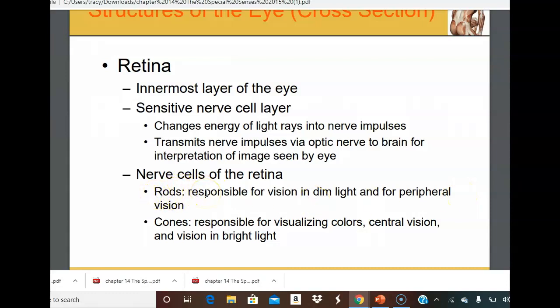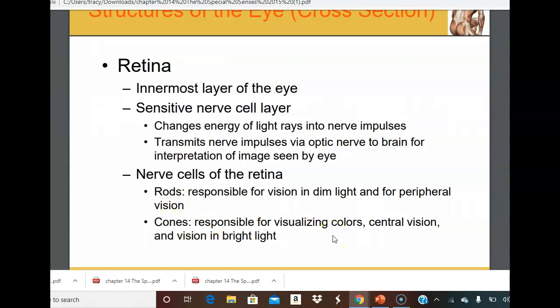Rods are responsible for vision, mostly in dim light, and peripheral vision. There's a ton of different shades of gray, like 100 different shades of gray, and the rods are responsible for that vision, both dim light and peripheral vision. There are a lot more rods in the retina than there are cones.